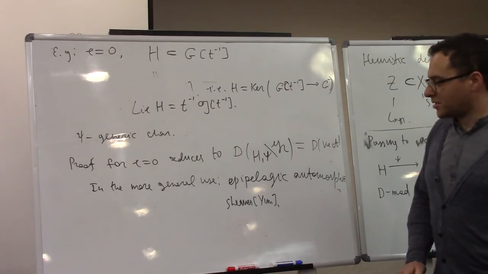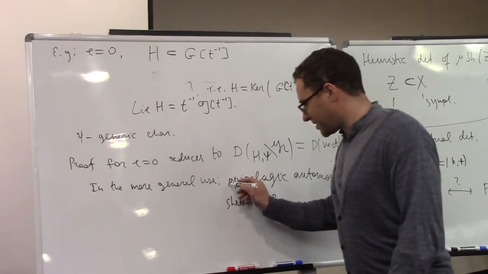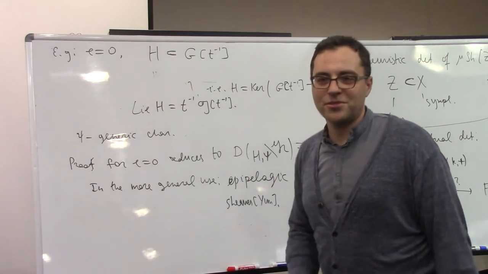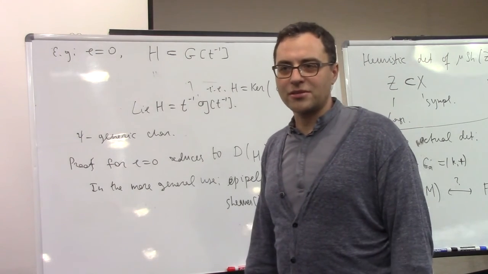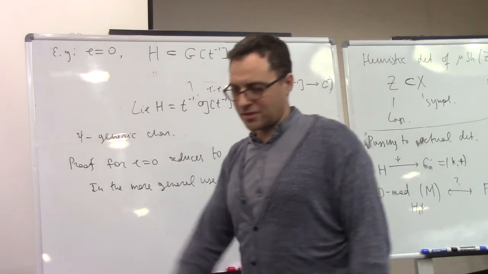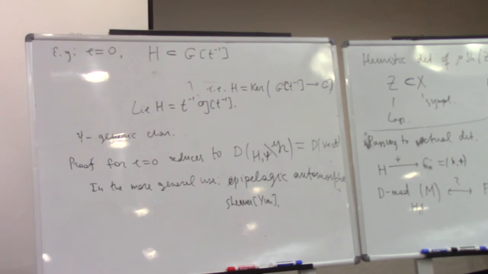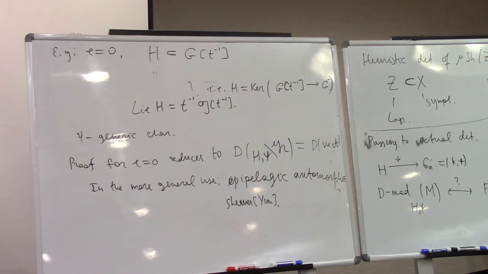Epipelagic is a term from oceanography, I guess, which was introduced by De Gross and someone else. So this is something where there's a surface layer and there's a next layer.